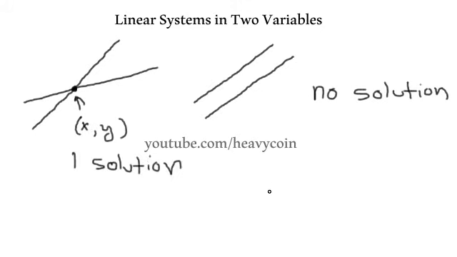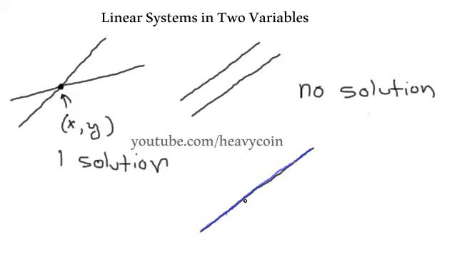Now we got another possibility, and that other possibility is if we had a line, and believe it or not, it's going to make sense, another line that's directly over the top of that line. So where do these two lines intersect? Well, they intersect everywhere, right? These two graphs intersect at every single point, obviously, if they're on top of each other.